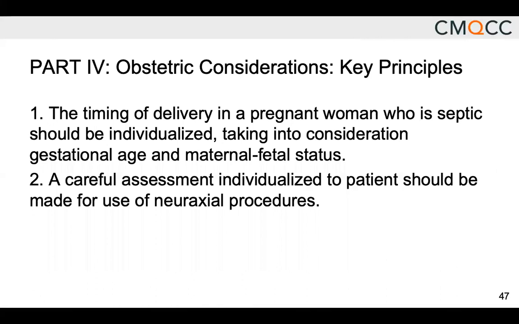Ideally, we wouldn't necessarily do a delivery for a preterm gestation. We wouldn't do a delivery unless there's an infection in the genital tract. And we wouldn't do a delivery based on an infection outside the genital tract, like pyelonephritis, unless the mother had very severe infection, i.e. sepsis, that was not responding.